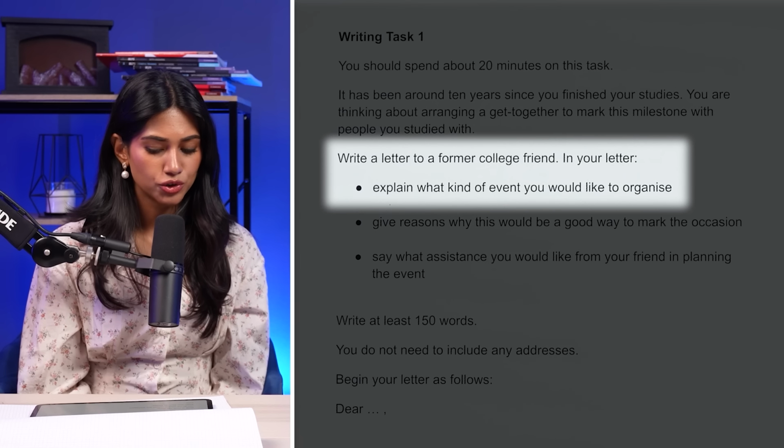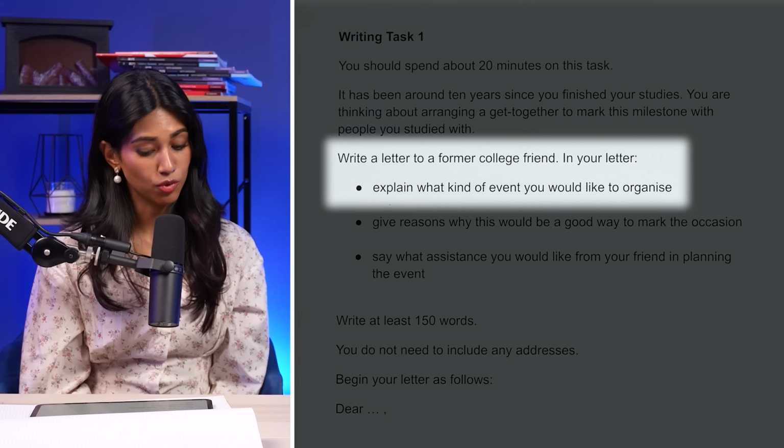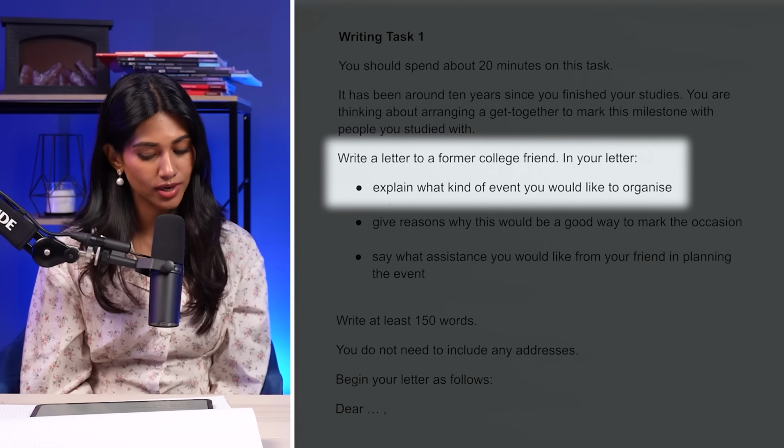Okay, so continue. Write a letter to a former college friend. In your letter, number 1, explain what kind of event you would like to organize. Okay, so any questions about that?